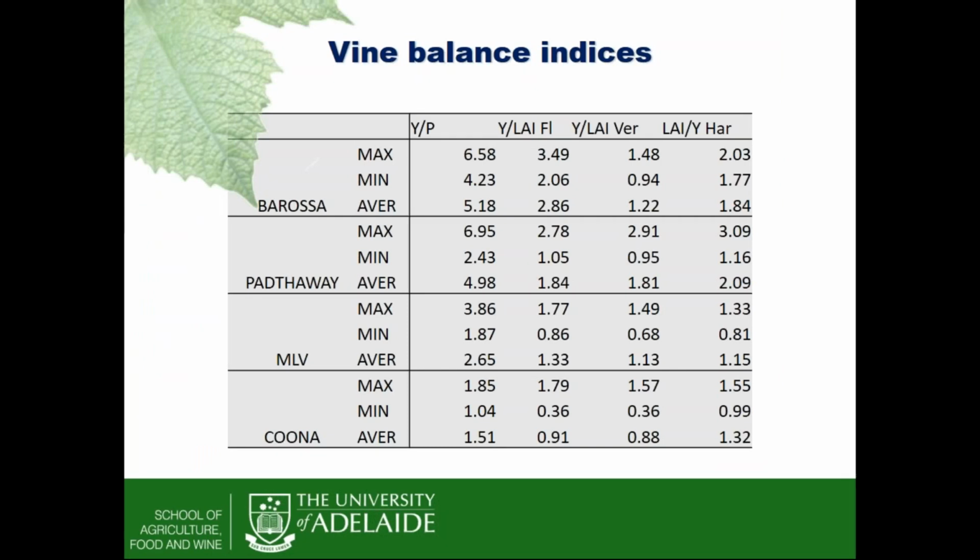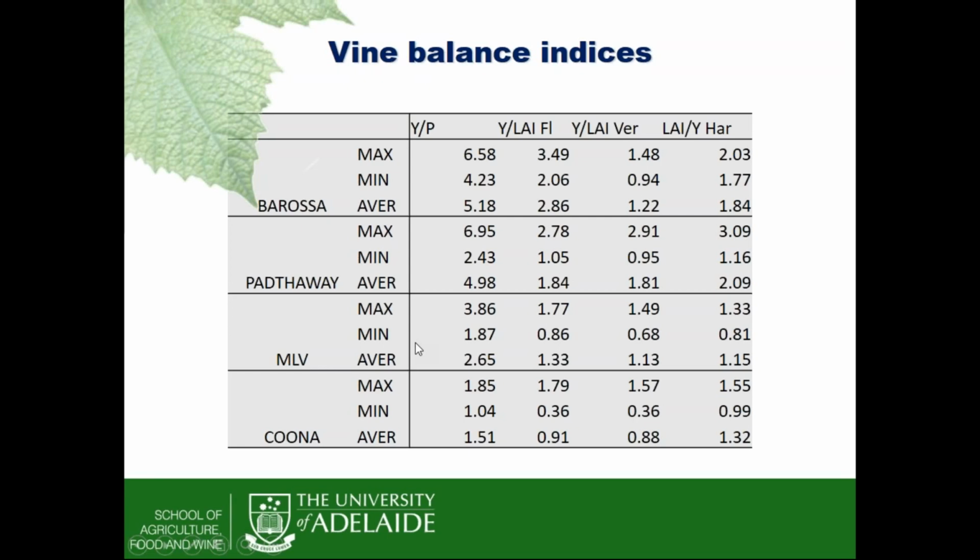In exploring the link between vine balance indicators and wine quality and whether VitiCanopy can be used to measure vine balance, I have to say that, as expected, vine balance was very different depending on the variety and the location. For example, here you have 4 vineyards in 4 different regions. They're all Shiraz, and you see how variable the different indices are.